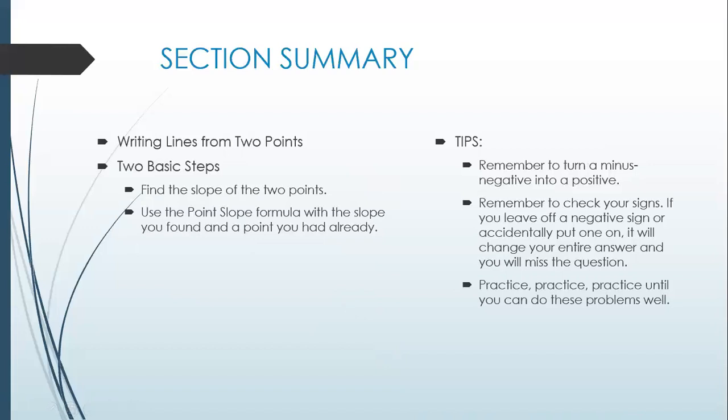Section summary. 2 basic steps. Find the slope. Step number 1. Step number 2, use a point slope. That's what you're doing. The details of that are the tricky part, but that's the overall big picture of what you're trying to do. Find the slope, use the point slope. This is how we find the equation of a line.